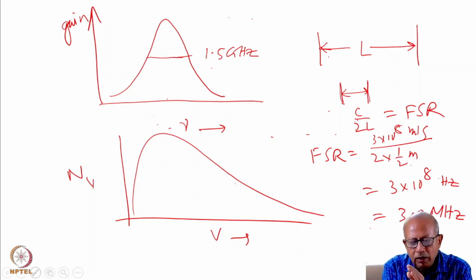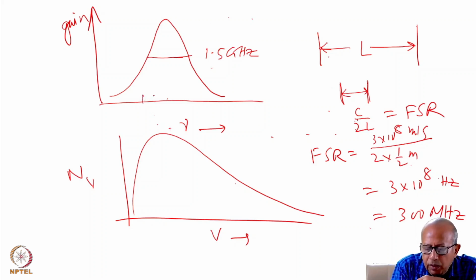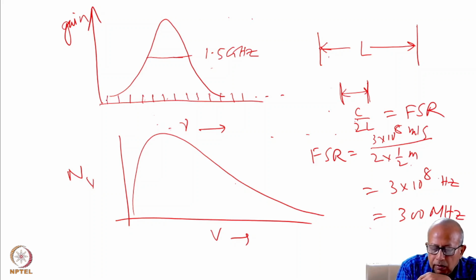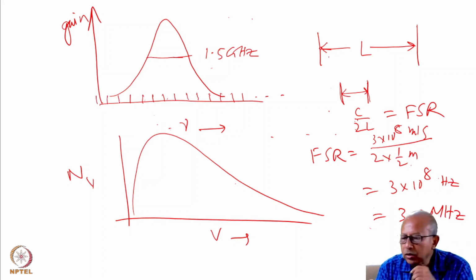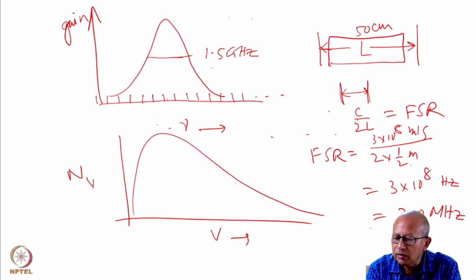So there will be numerous cavity modes ranging across this entire range of wavelengths. The spacing between these cavity modes will be 300 megahertz. I show a number of them here, and so on, also on this side. These are the modes which can oscillate back and forth inside the cavity. Here the length is 50 centimeter. You have the helium neon gain medium inside this.